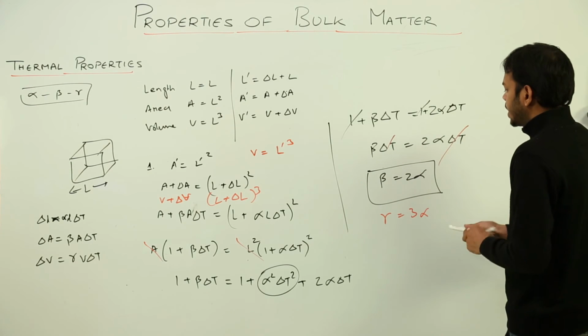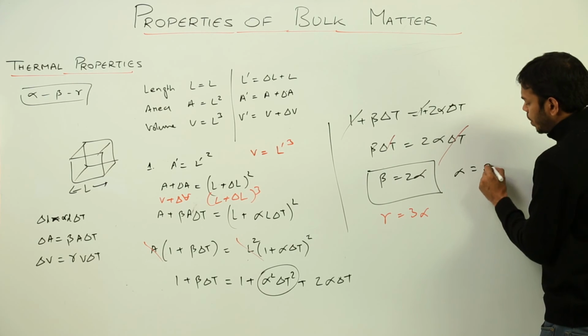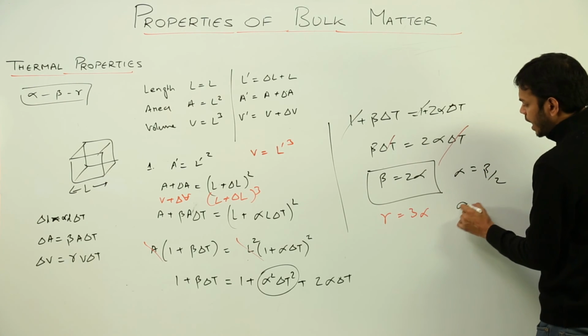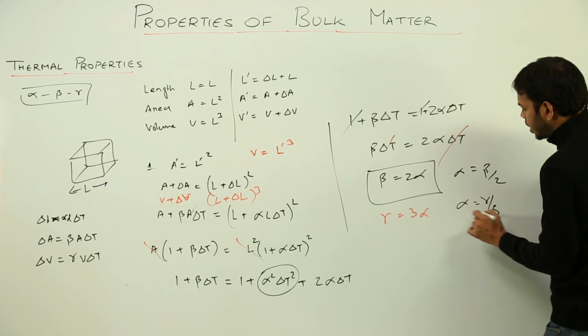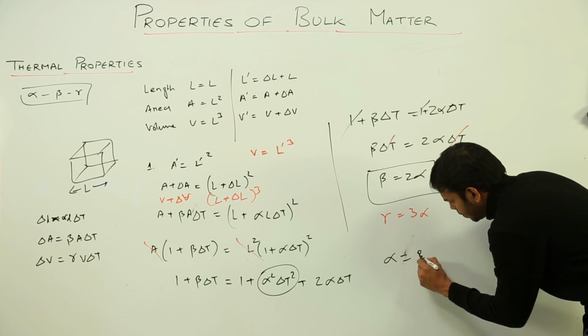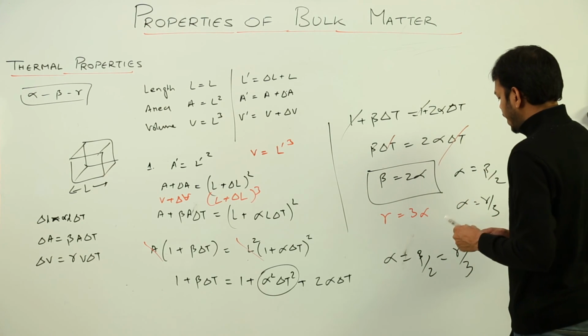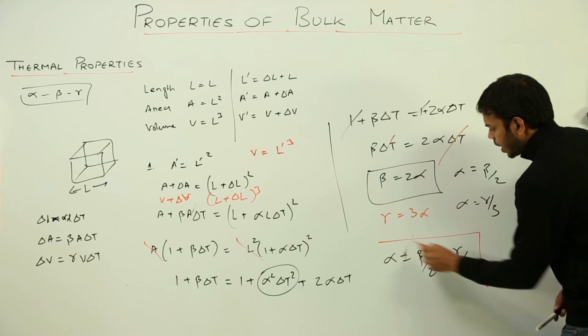So basically here what do I get? Alpha is equal to beta upon 2. Here I get alpha is equal to gamma upon 3. So the relation is alpha is equal to beta upon 2 is equal to gamma upon 3. This is the required relation which we are looking for.